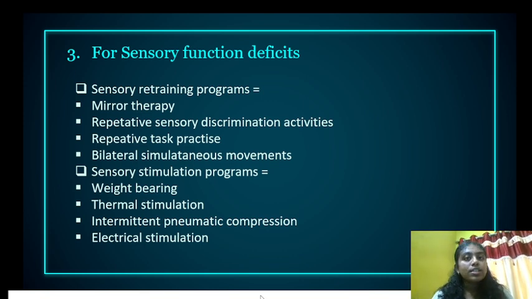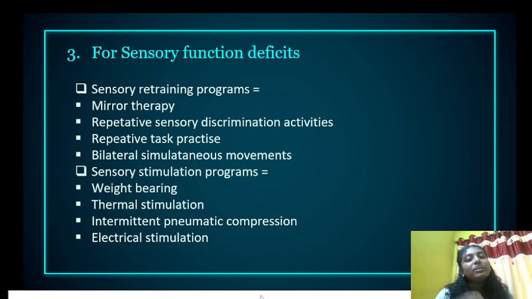Then repetitive task practice: whatever textures or exercises we are doing for the sensory function should be done repeatedly. Only then may they be able to re-educate themselves. As well as sensory stimulation programs, we have weight bearing. Weight bearing causes compression as well as approximation, which can also stimulate the sensory function.